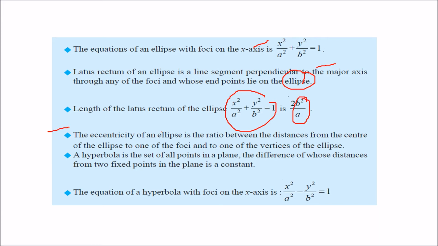What was the eccentricity? Eccentricity was the ratio between the distance from the center of the ellipse to one of the foci and the distance from the center to one of the vertices of the ellipse.